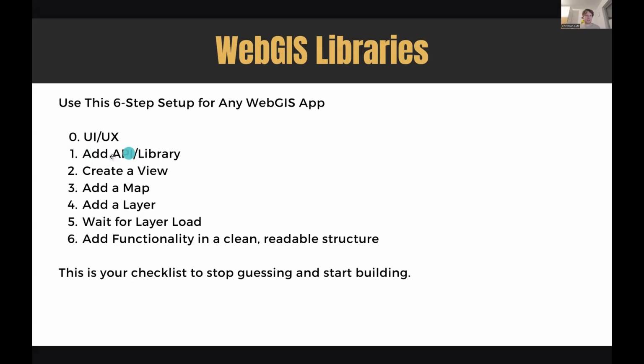Then you want to add the API or the library simply to your WebGIS application, whatever it is: ArcGIS Maps SDK, Leaflet, MapLibre. Create a view, where you see the map inside, basically. Add the map, add layers to the map, wait for the layers to be loaded, and then add all the functionalities in a clean, readable structure. That's everything. So this is your checklist to stop guessing and start building.